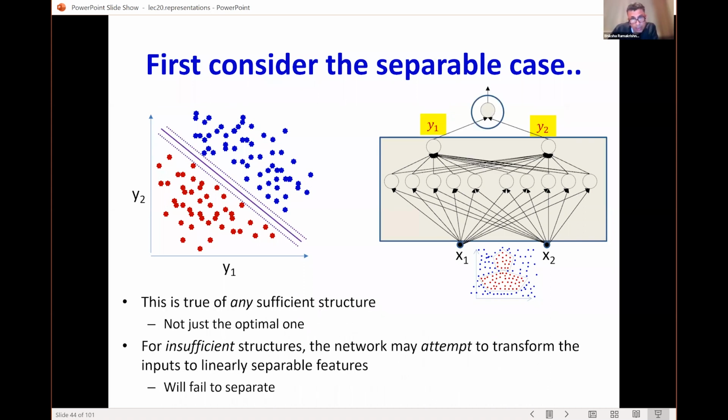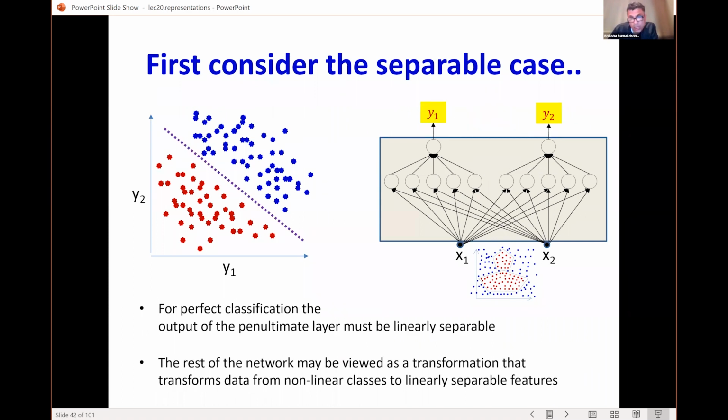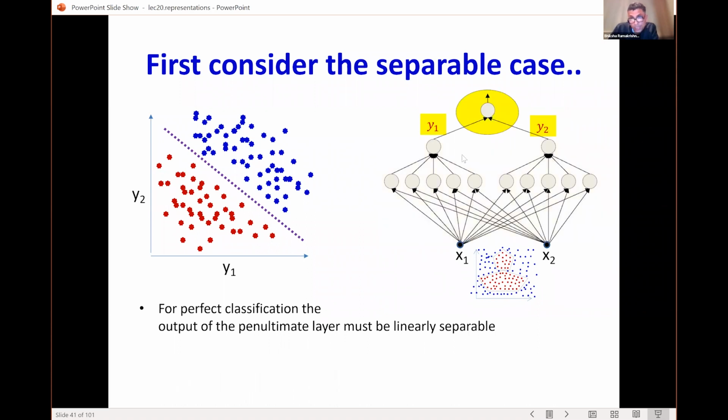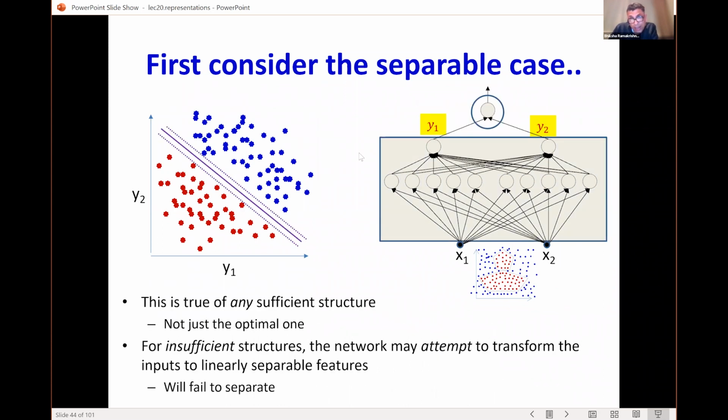Perfect. Now observe that this is true of any sufficient structure. Here, this network was exactly what we needed for this double pentagon model, right? But I could have overparameterized large networks, which also do a perfect job of separating the red and the blue classes. And so, it's not just the optimal structure.